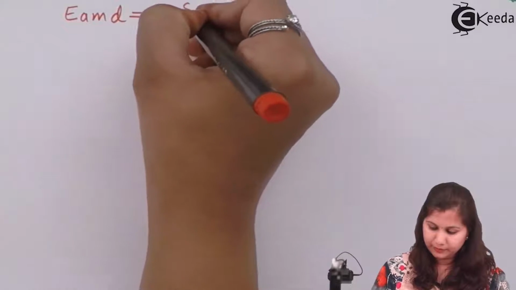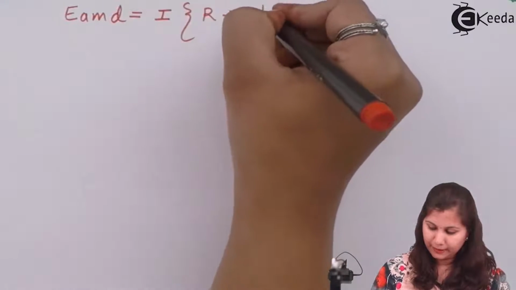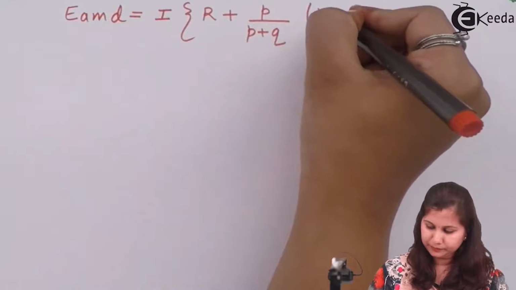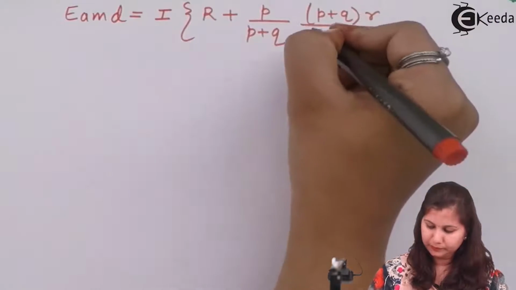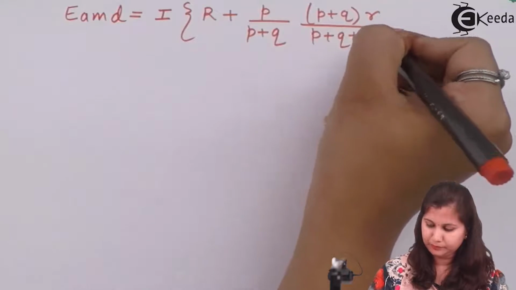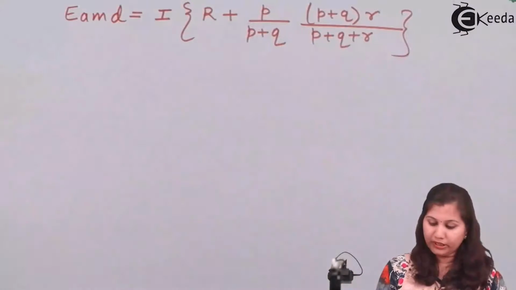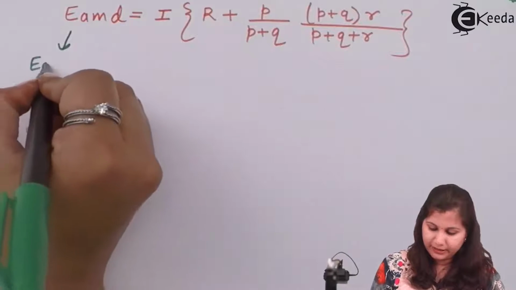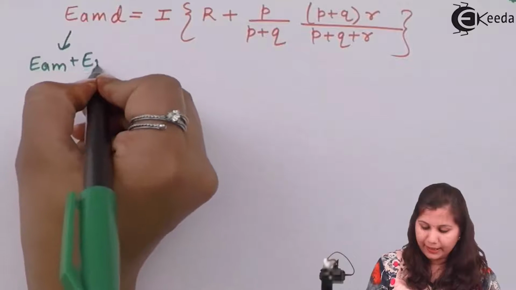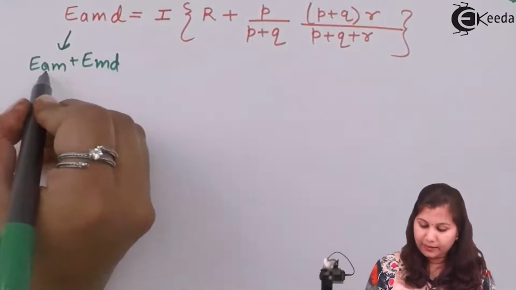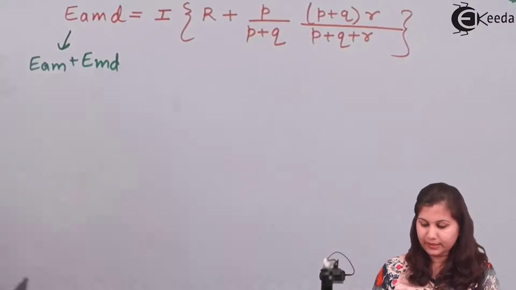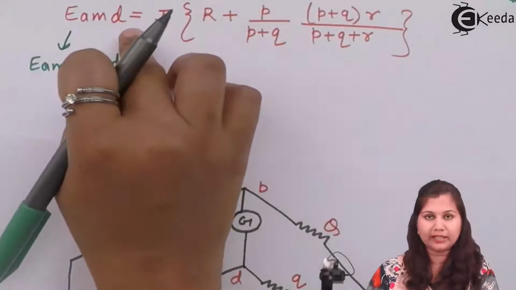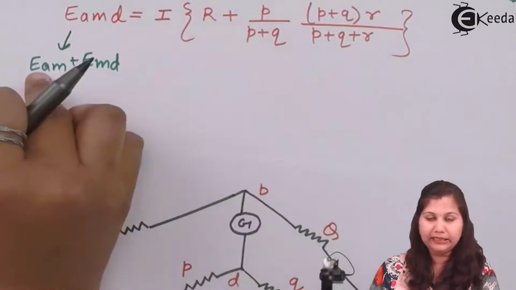I into R plus P upon P plus Q. So EAMD, we have divided it. We have added two parts in it, EAM plus EMD. EAM is the voltage drop across the resistance R. So I multiplied with R. We have written it here. I we have taken as common. So I into R will be EAM.